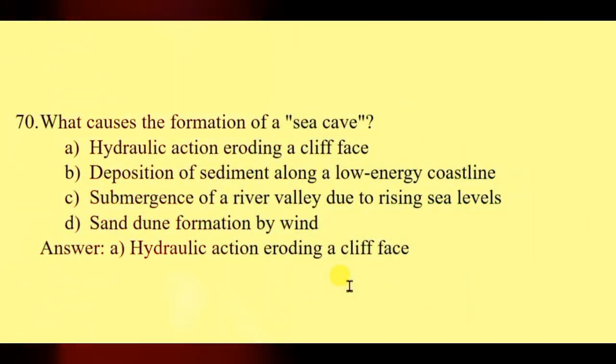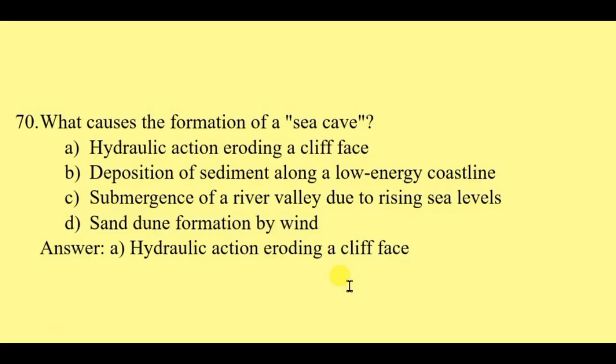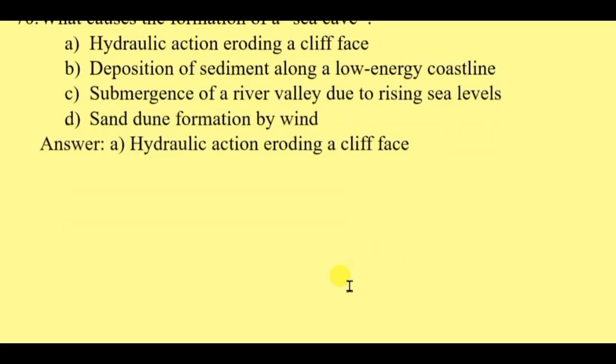Question 70. What causes the formation of a sea cave? Hydraulic action eroding a cliff face, deposition of sediment along a low energy coastline, submergence of a river valley due to rising sea levels, sand dune formation by wind. Here the correct answer will be hydraulic action eroding a cliff face.